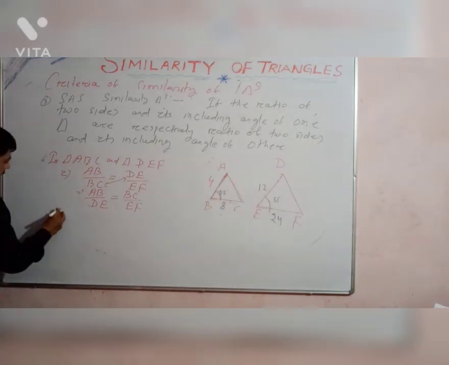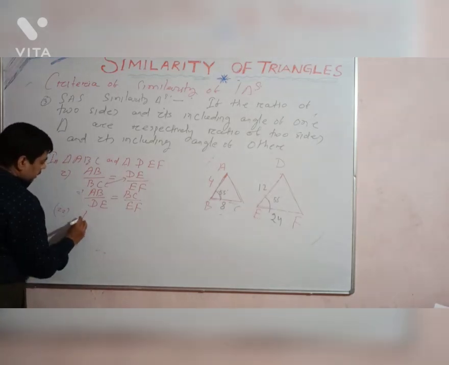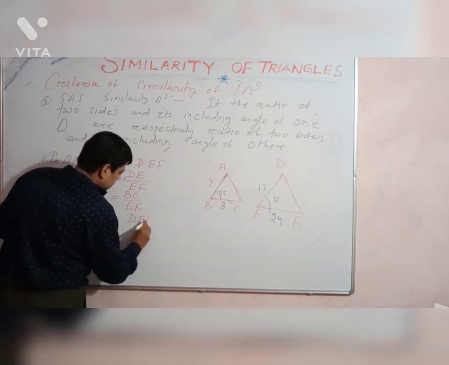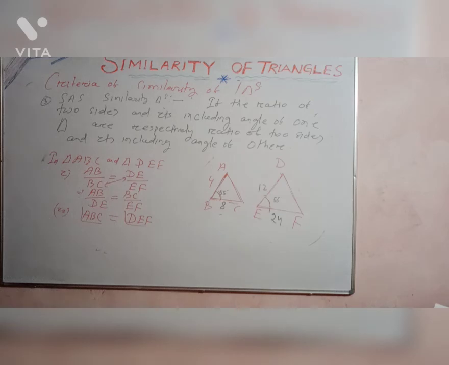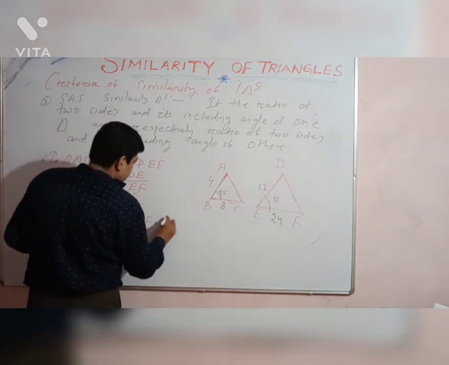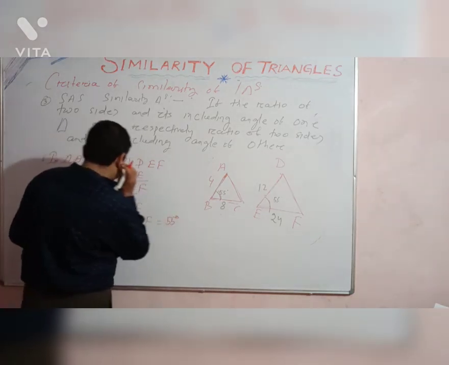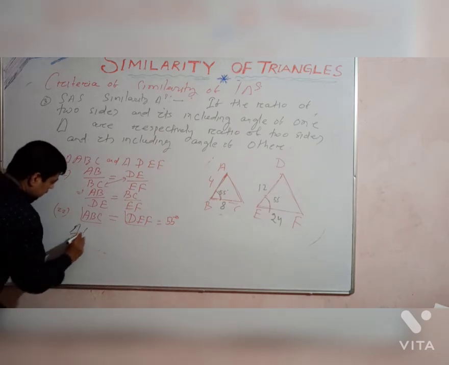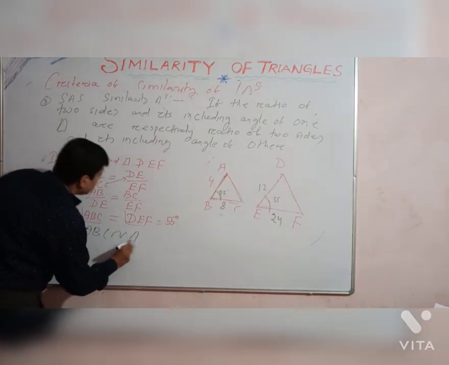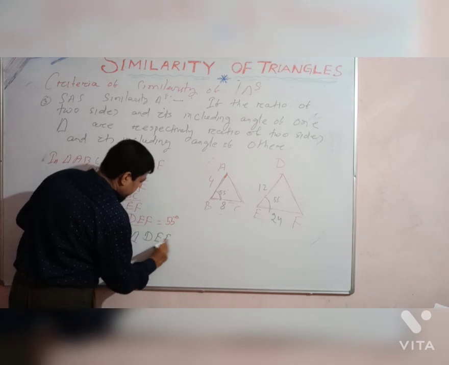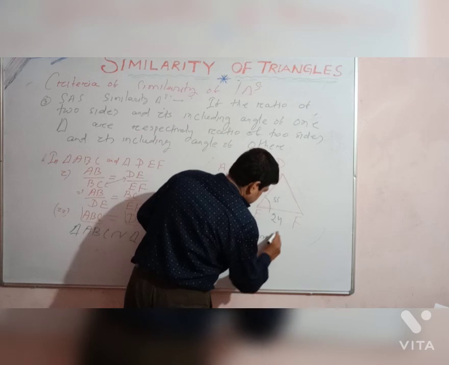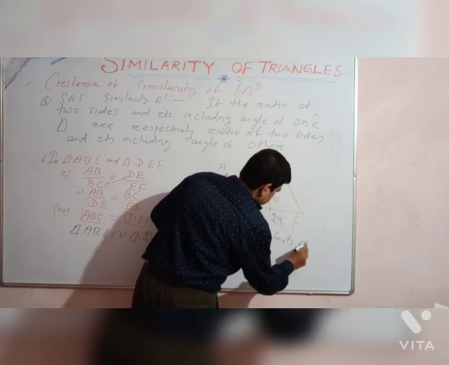Okay, and the second point is that the including angle is angle B, meaning angle ABC is equal to angle DEF. Angle DEF is given as how much? 55 degrees. This is 55 degrees given, and the ratios we are getting, AB by DE and BC by EF, are equal. So in this case the triangles will be similar. Okay, and in this case triangle ABC is similar to triangle DEF. This is called side angle side similarity of triangles. Okay, students.